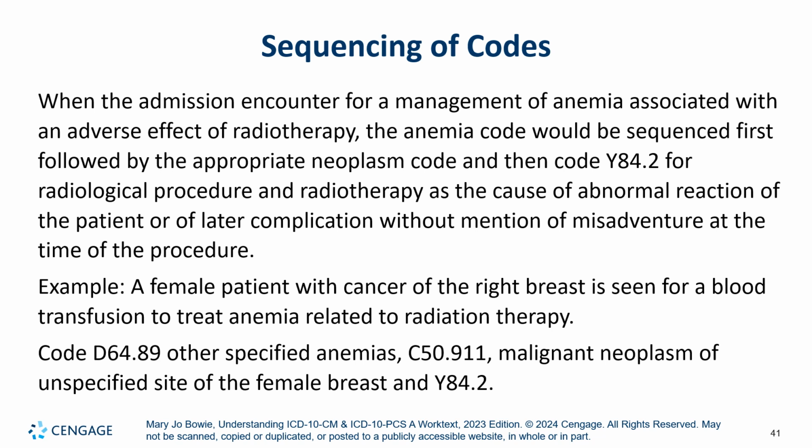Okay, so in this case, a female patient with cancer of the right breast seen for a blood transfusion to treat the anemia related to the radiation therapy. So your primary would be D64.89 for other specified anemia, and then your malignant neoplasm code, and then your Y84.2 for the radiotherapy.